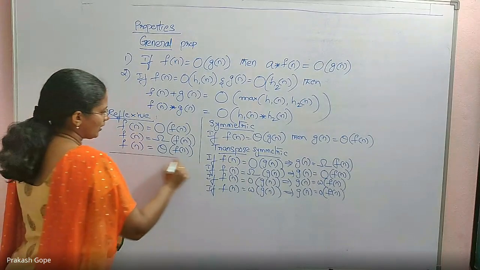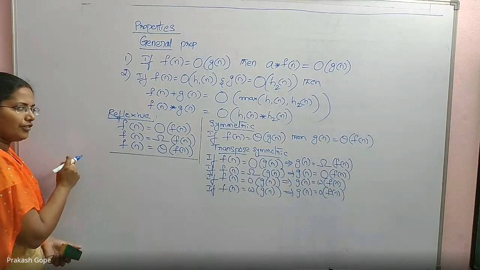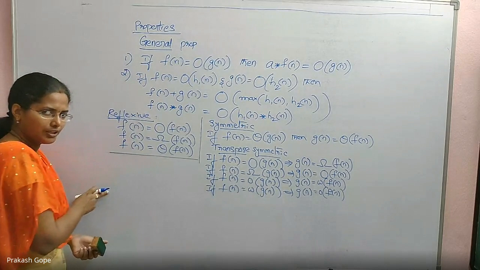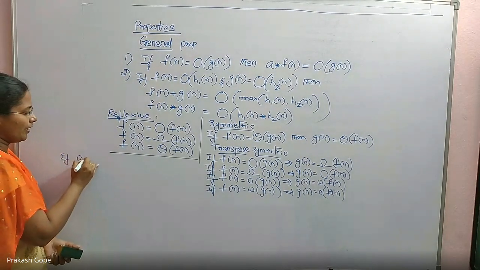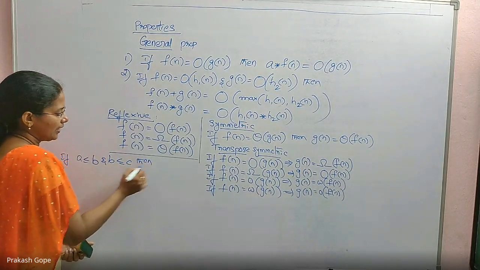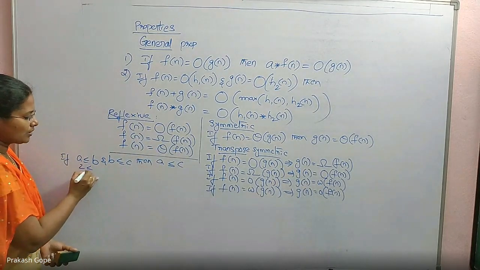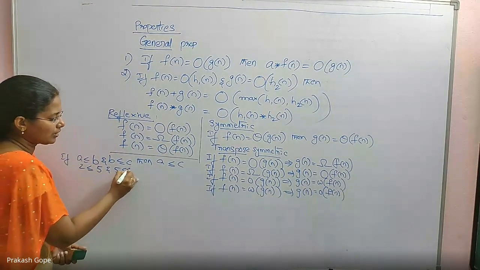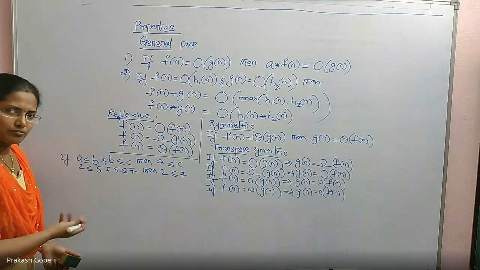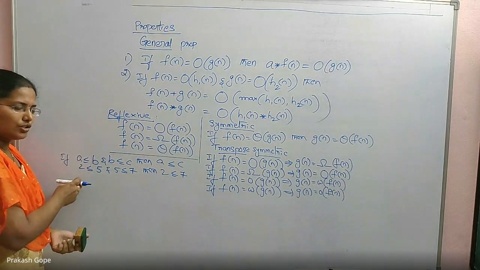Okay, let us talk about transitivity. What is the transitive property? If A is related to B and B is related to C, that implies A is also related to C. Now I am asking, if A is less than or equal to B and B is less than or equal to C, then can I say A is also less than or equal to C? 2 is less than or equal to 5 and 5 is less than or equal to 7, then 2 less than or equal to 7 is also true or not? Yes, true. So less than or equal to follows the transitive property.